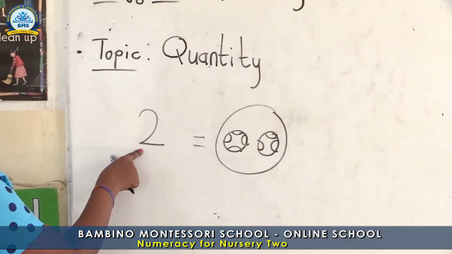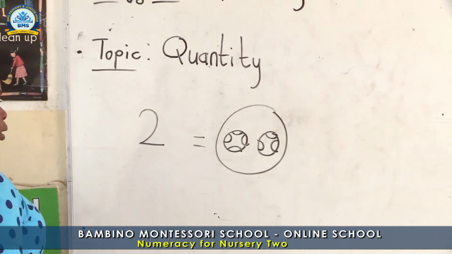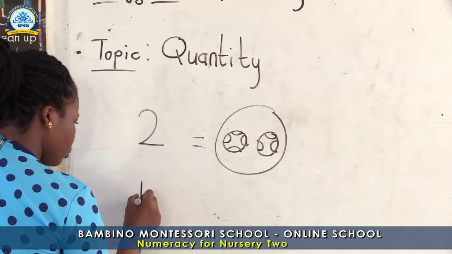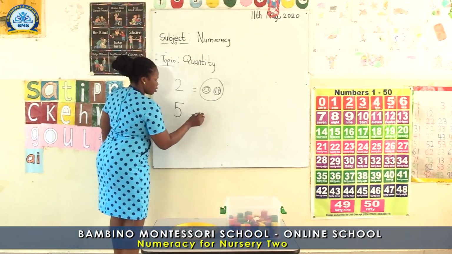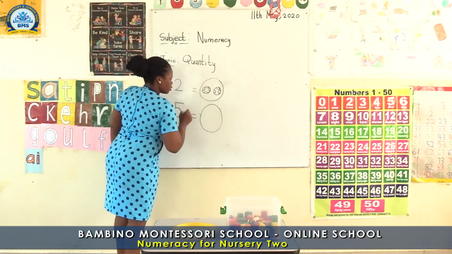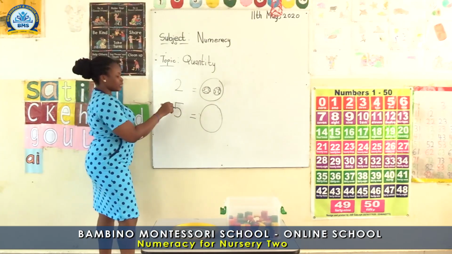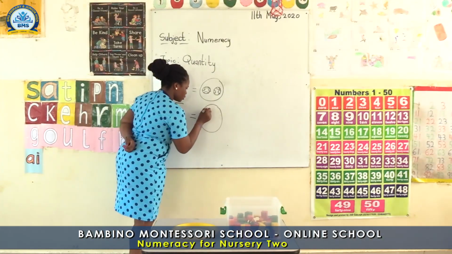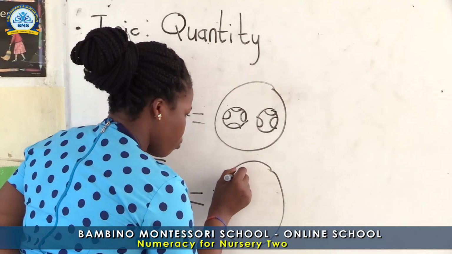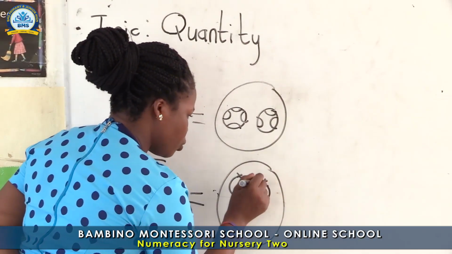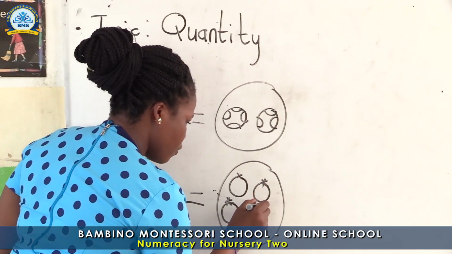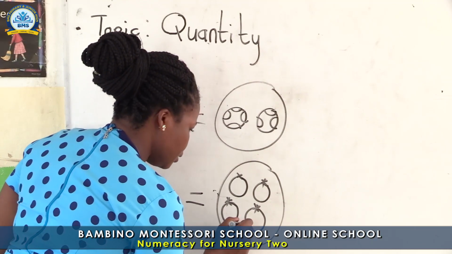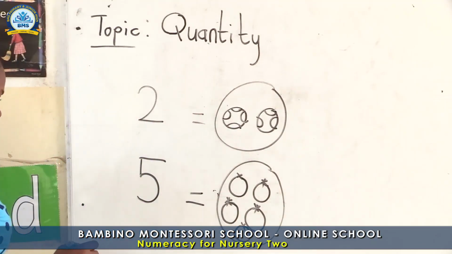And the number here is what? 2. Now let's move on. What number is this? 5. So how many objects am I supposed to draw in this circle? 5 objects. 1, 2, 3, 4, and 5. Good.